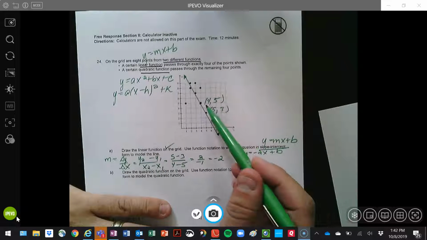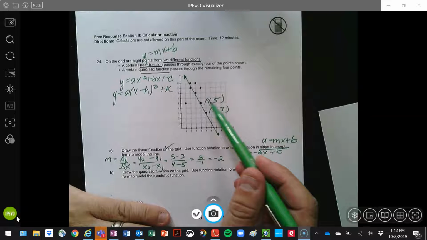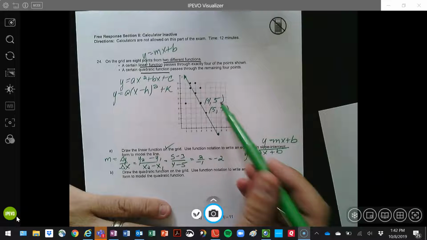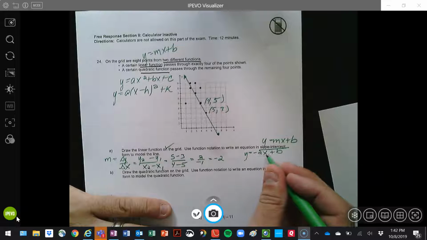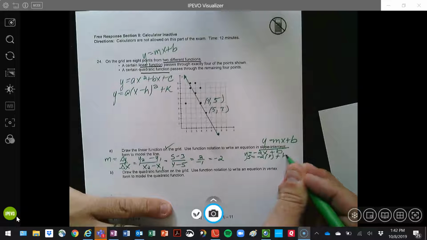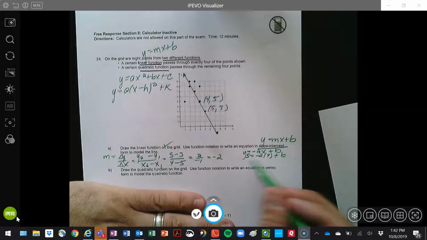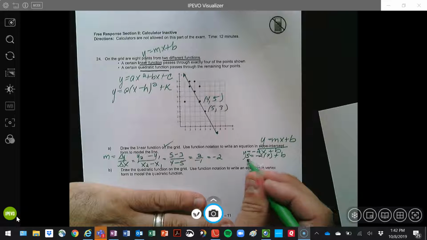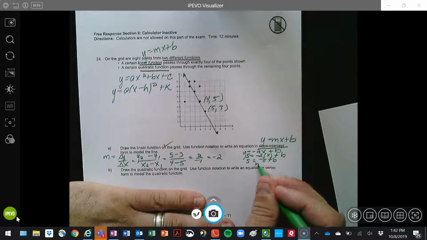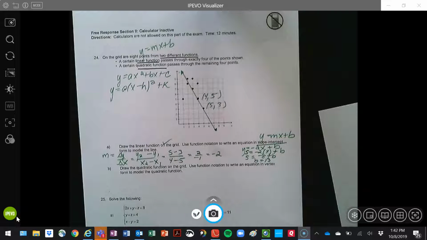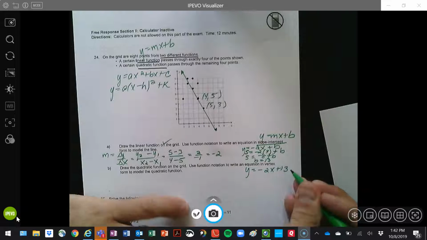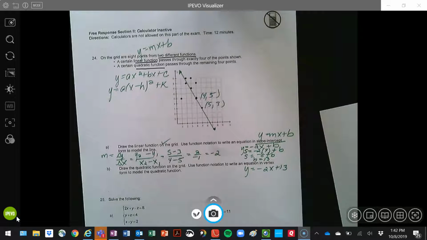Or you could take another point on the line, like 4 comma 5. I know x is equal to 4, y is equal to 5, and I'm going to plug those in here. So 5 equals negative 2 times 4 plus b, and I'm going to solve that equation for b. We get that 5 is equal to negative 8 plus b. Add 8 on both sides, you get b is equal to 13. Your final equation is y equals negative 2x plus 13.